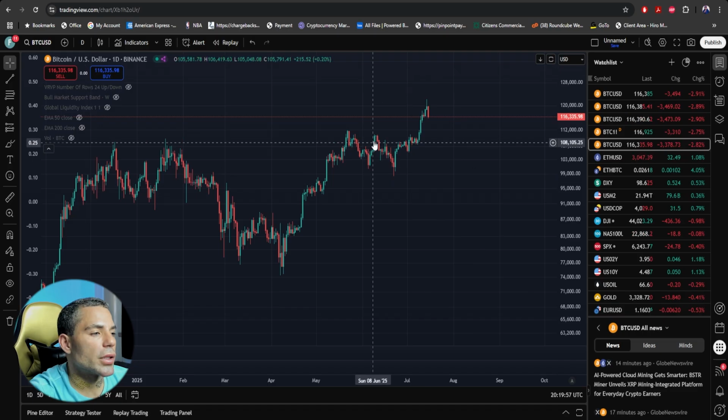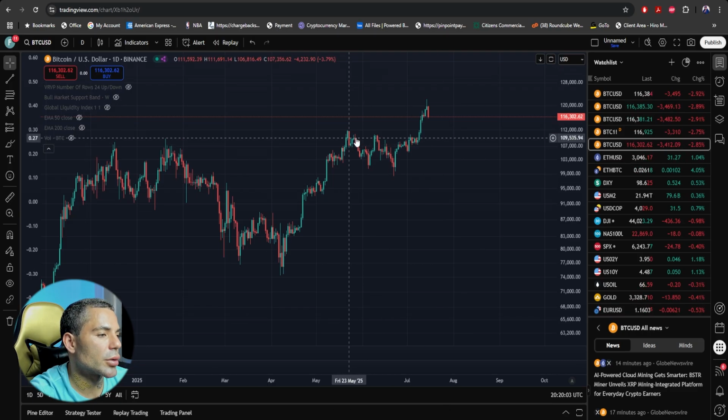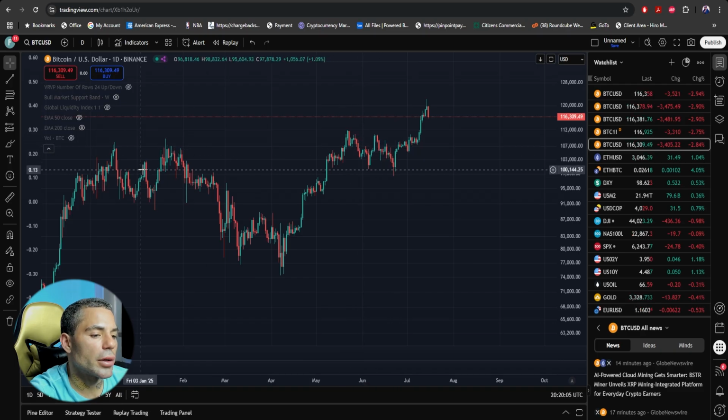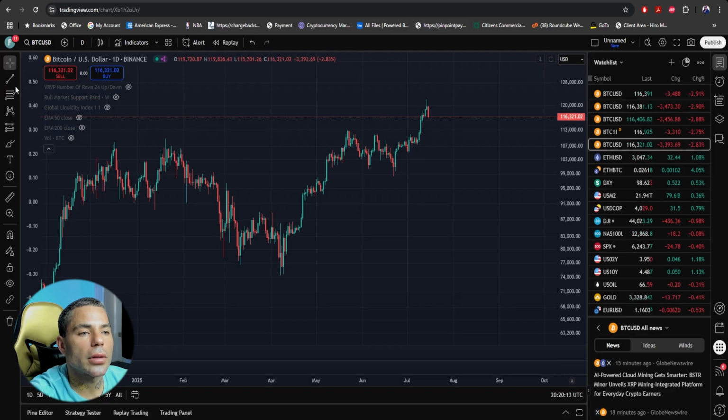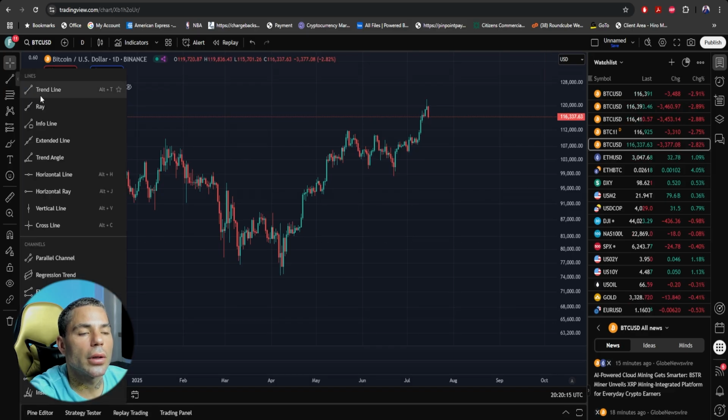Okay. This is a Bitcoin chart, just recent history, right? This is the May time, and this was December 2024. So over here to the far left, we're going to click on this right here, and you can click here. The different trend lines, ray, horizontal line. We're just going to use a trend line. Okay, so we're going to use that.